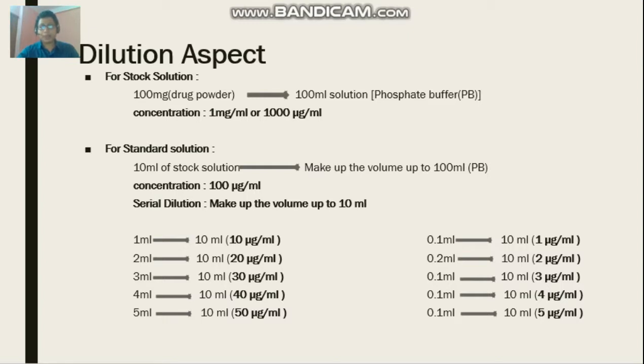Now from this 100 microgram per ml solution, we will take gradually defined volumes and dilute them further to prepare a concentration range, maybe of 10, 20, 30, 40 microgram per ml, or you may take 1 ml, 2 ml, 3 ml, 4 ml likewise, and prepare the rest of the solutions.